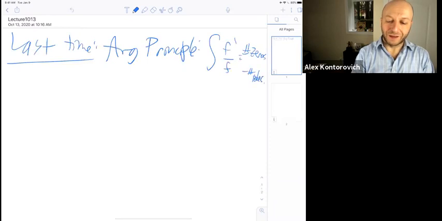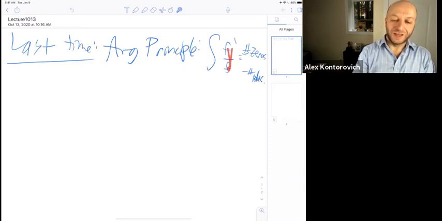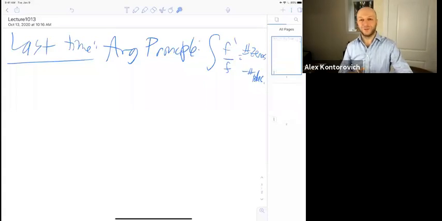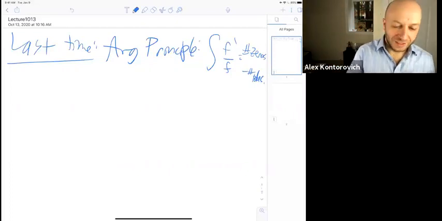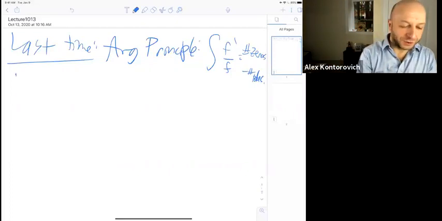Right? That's the amazing thing about f prime over f: there's no residue to compute. The residue is 1 if it's a zero and -1 if it's a pole, with multiplicity. So that amazing thing gave us Rouché's theorem.